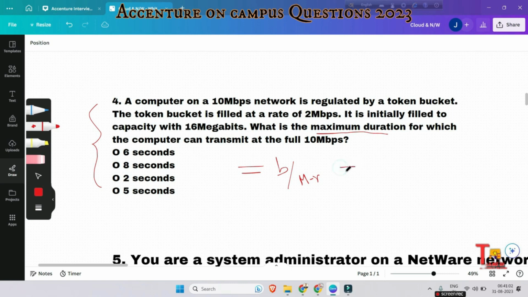So B here in this case is 16, that is the capacity of the token bucket, and M is the maximum possible transmission, that is 10 in this case, and R is 2 Mbps. So 10 minus 2 is 8, and 16 divided by 8, so the answer will be 2 seconds. I hope you have got the answer, right?